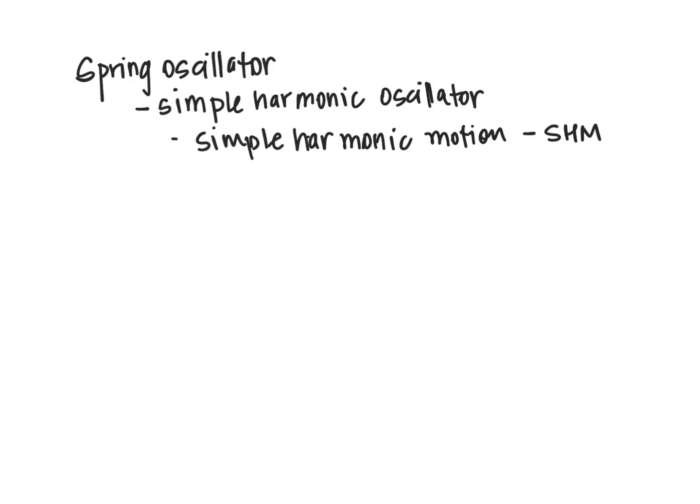Another simple harmonic oscillator is a spring oscillator. And a spring oscillator will exhibit simple harmonic motion, or SHM. So if we consider maybe a wall and a nearly frictionless surface, we attach a spring to that wall, and then we attach a mass to that spring so that it is connected, and then we displace the spring by a change in position here.